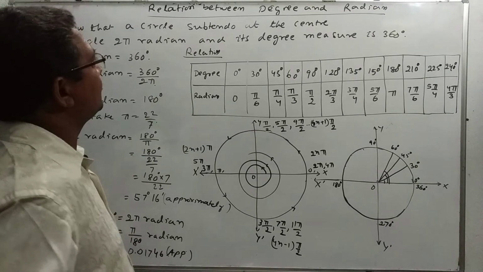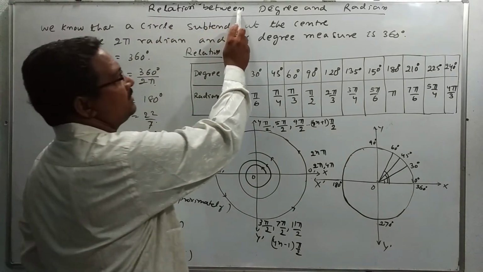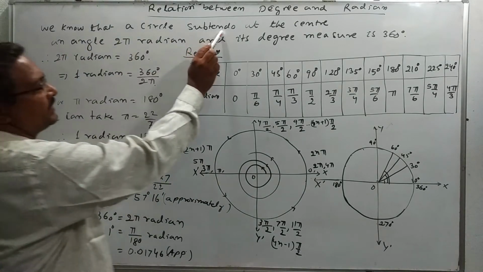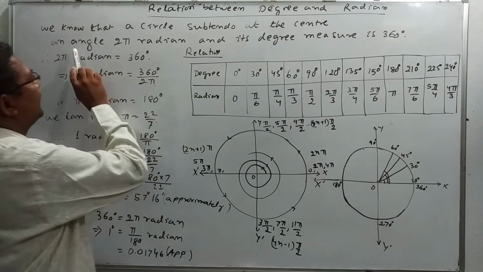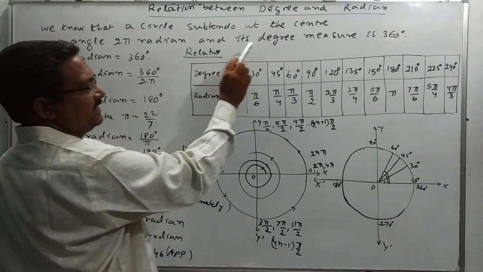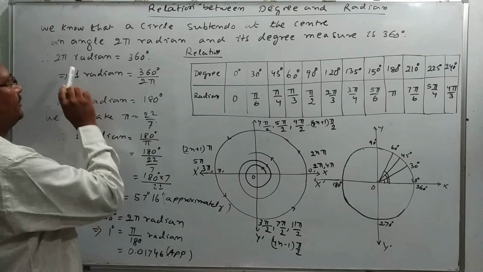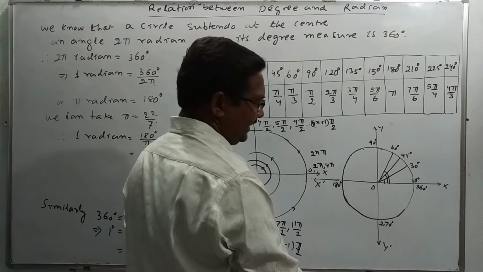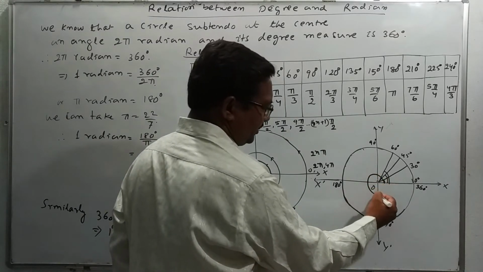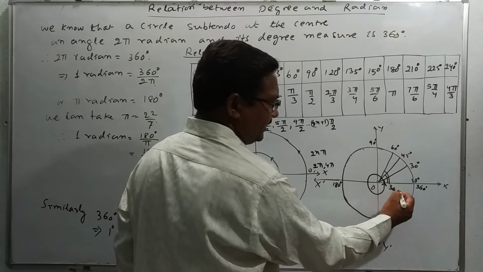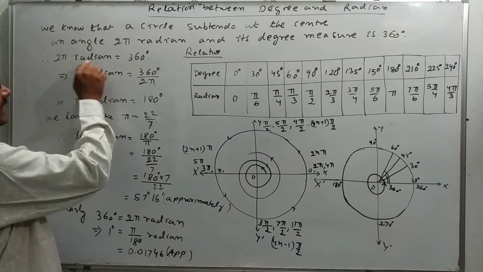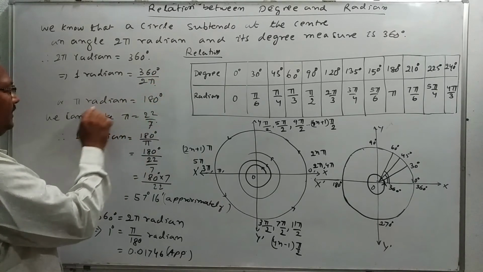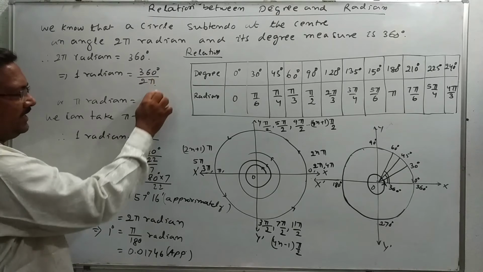Now come to the relation between degree and radian. We know that a circle subtends at the center an angle of 2 pi radian and its degree measure is 360 degree. Here the total angle is 360 degree. One revolution takes 360 degree. So 2 pi radian equals 360 degrees. 1 radian equals 360 by 2 pi, or pi radian equals 180 degree.